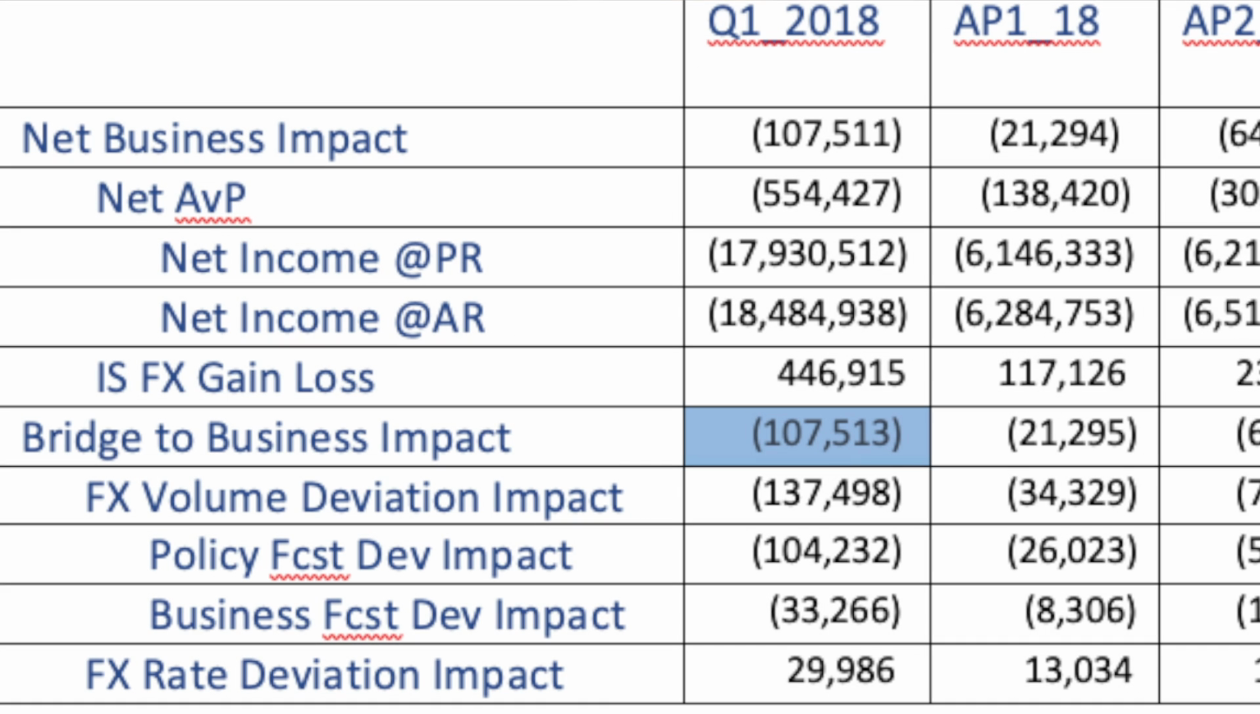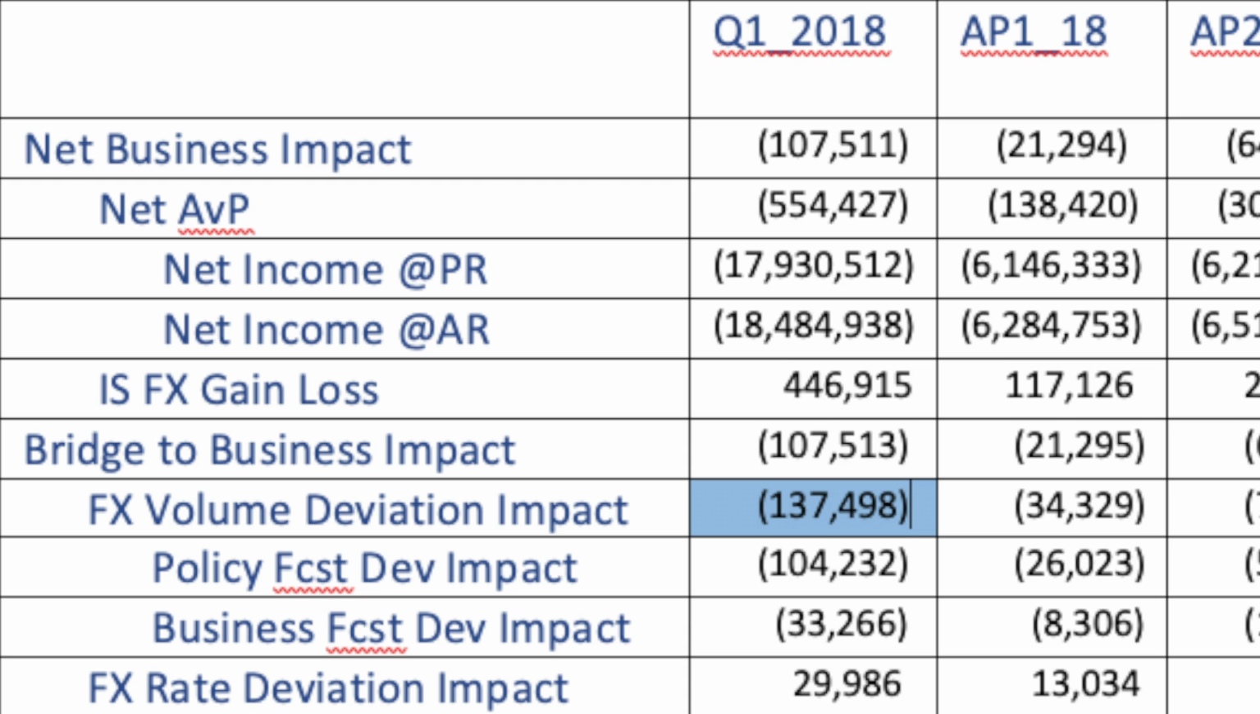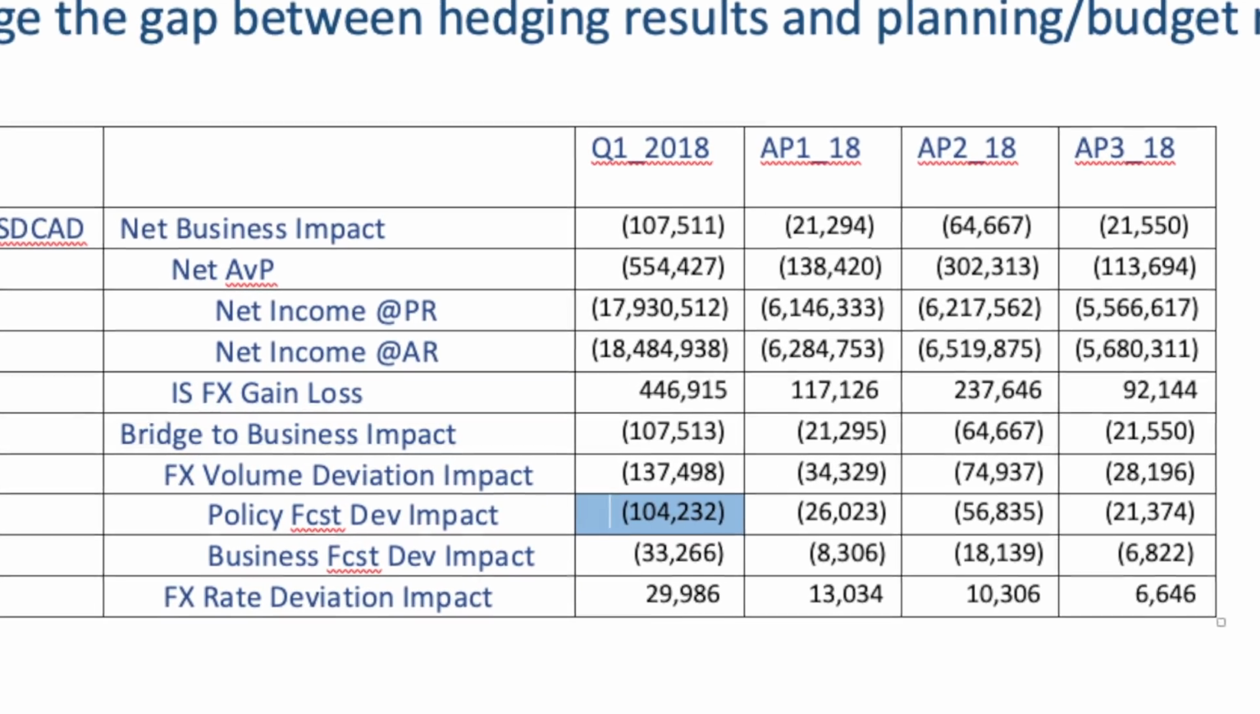And then I want to explain, all right, where's that $107,000 coming from? And there's either going to be volume drivers or rate drivers that influence that amount. And first of all, the volume drivers actually account for more than 100% of that. You can see those are a 137,000 loss. And that's broken down into 2 pieces. Part of it is the volume miss from the policy itself. So if we're only hedging 80%, you wouldn't expect a complete offset. And that missing 20% hedge, in this case, cost us about $104,000.